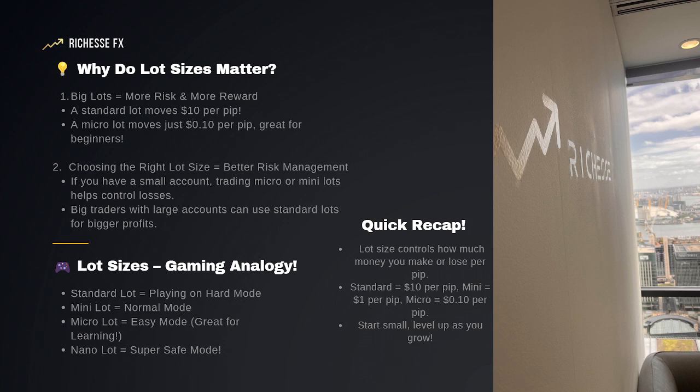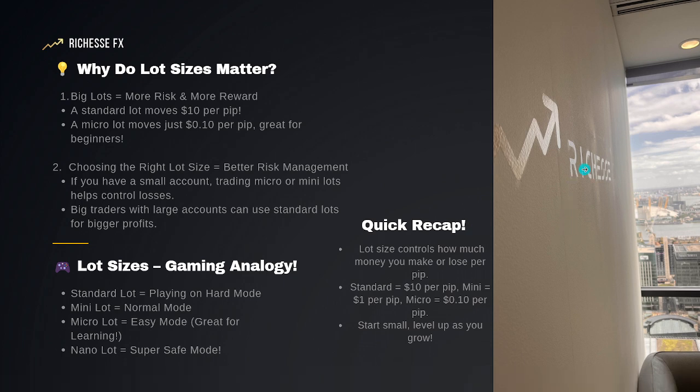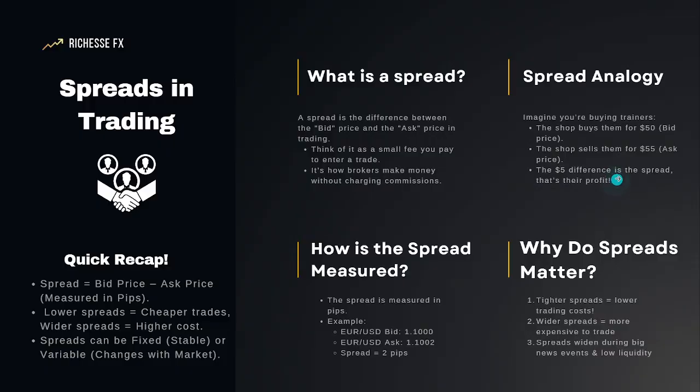Quick recap: lot size controls how much money you make or lose per pip. Standard is $10 per pip, mini is $1 per pip, micro is 10 cents. Start small, level up as you grow. That's the best advice I would give, because again, it's always risky at the start. You're not too sure what you're doing at the start, really. You are just learning. So realize you are in that learning phase and just start off with the small accounts, because you're not aiming to make money right now. You're aiming to learn a skill, right? So don't worry about trying to make so much money. Just make sure you know you're in that learning phase.